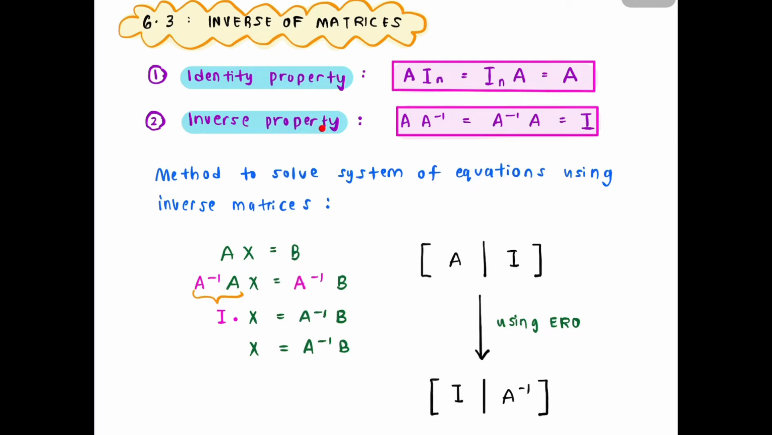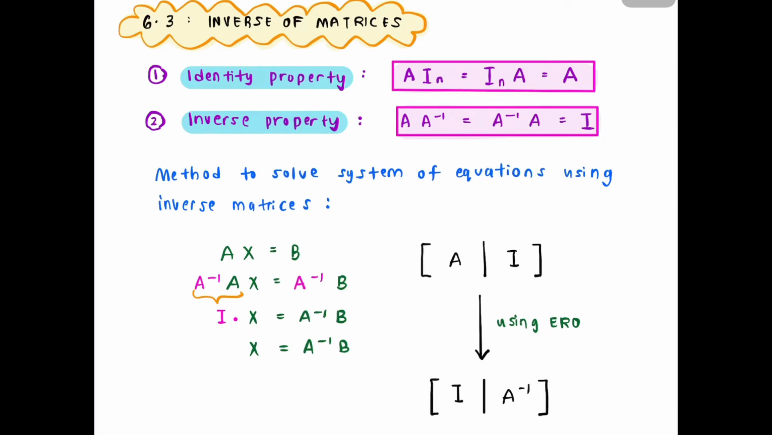Second, for inverse property, when a matrix A is multiplied to A inverse or A inverse multiplied to A, the answer will be identity. Okay, so this inverse property is very powerful. Whenever you are doing calculation, when you get I in your right hand side, meaning that the properties of inverse is there. Next, let's see how to solve system of equation using matrix.